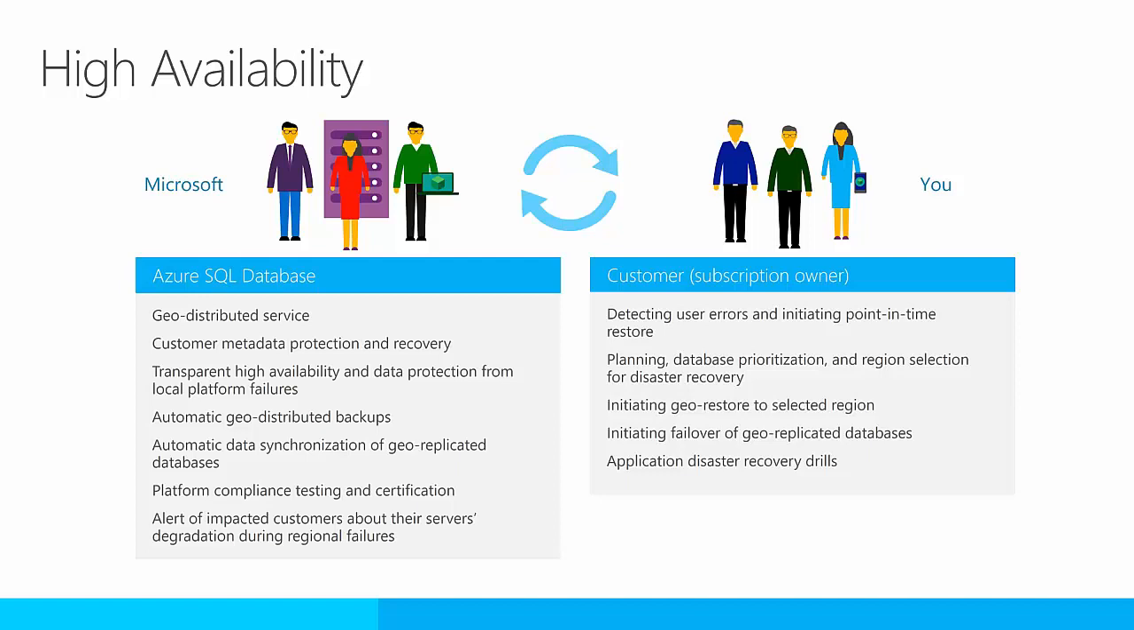So you'd see, for example, planning the database prioritization, region selection for disaster recovery, initialization, the geo restore to selected areas, and also initializing the failover for geo replicated databases. So basically, the options available to you on the Azure SQL DB is something called geo restore, which allows you to restore your database to different locations in the Azure region. You also have geo replication, which allows you to have copies of your databases in different regions in Azure.